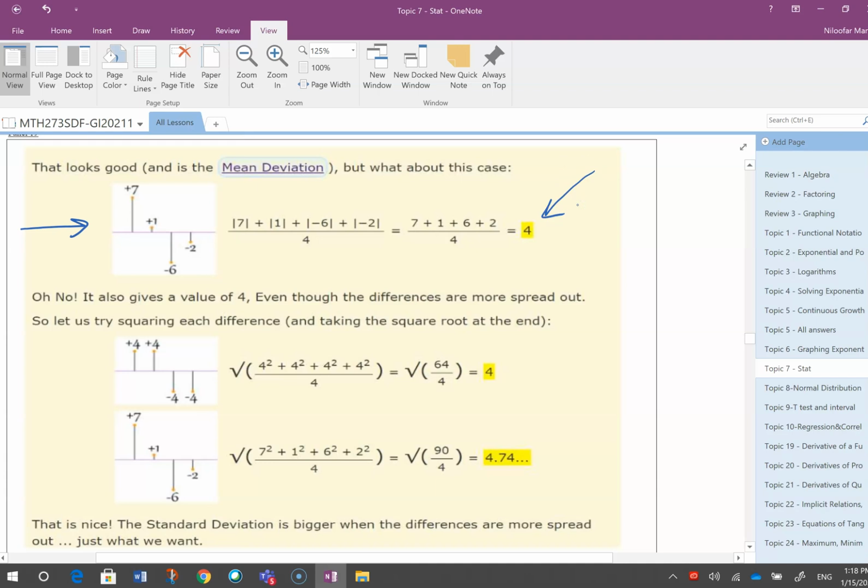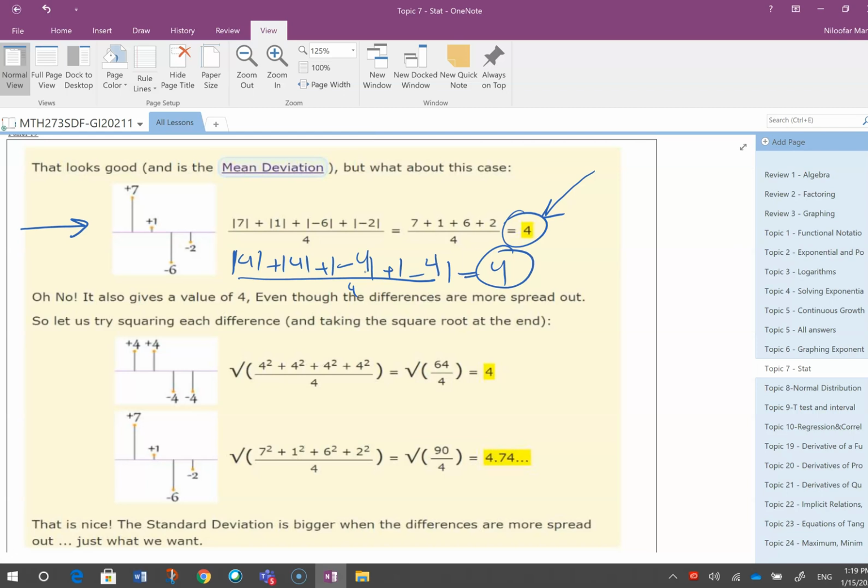Do you remember when I had 4, plus minus 4, also it was 4. See, both of them are the same, but in reality they are not the same as each other. Do you remember this? This was from the previous pages. So I have 4, 4 minus 4, absolute value, I add them, I divide by 4, the result is 4.